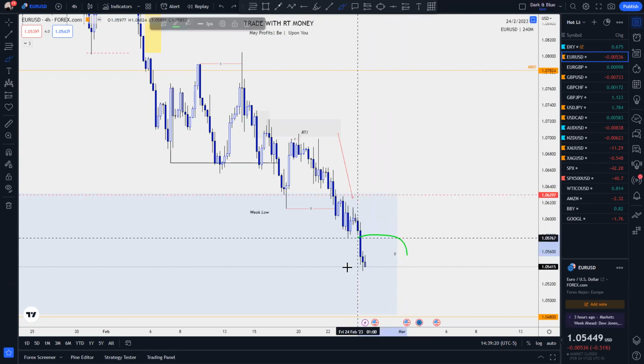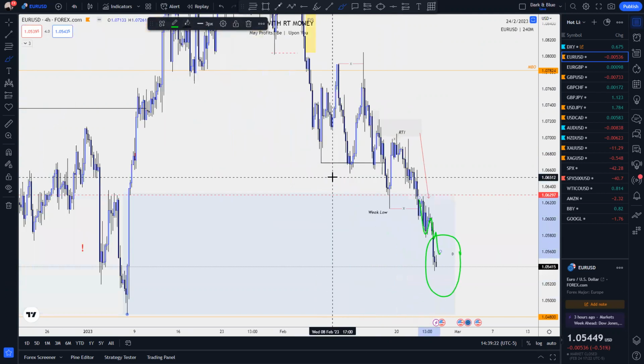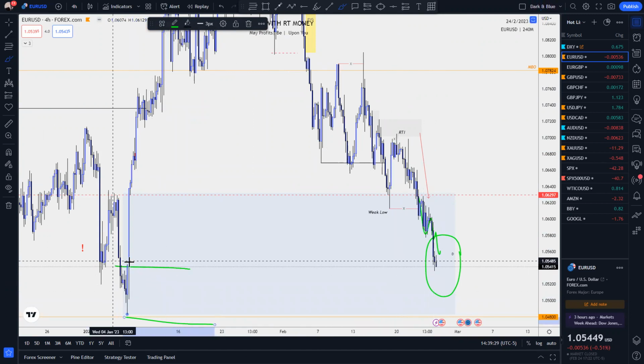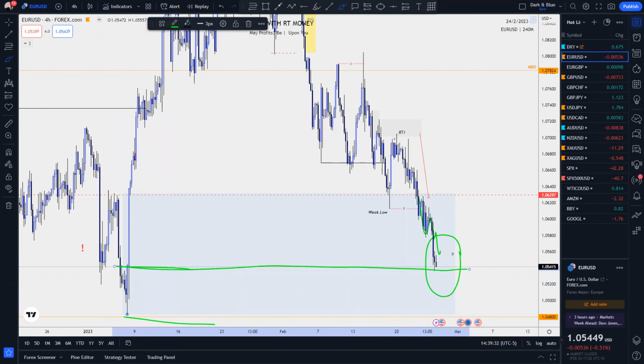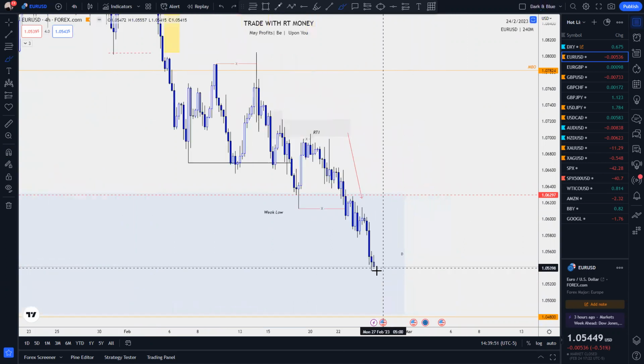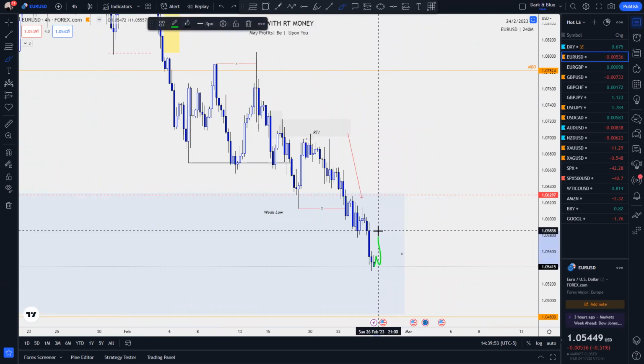Even though we're in demand, we can see this demand is probably on the road to failure. We are coming towards the extreme of this daily demand here, this 4-hour extreme. But you'll notice there is no inducement, so I don't have the highest hopes for this zone to hold. You understand what I'm saying now about that inducement? That's my lesson for the day. So as price makes its way down, let it pull back.